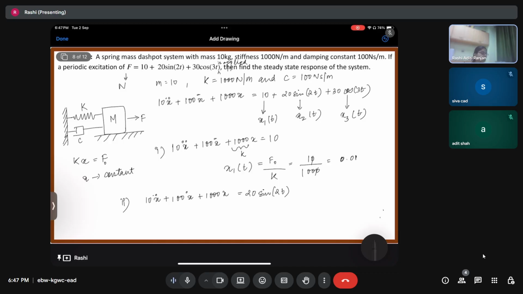Okay. So if you want to find out the particular integral, we can write x double dot in terms of D, like D square, D and everything. But we'll not discuss that over here because we have already discussed how to solve for a system when it has a harmonic forcing. So for this kind of a system, we can write it in a generalized form, right?